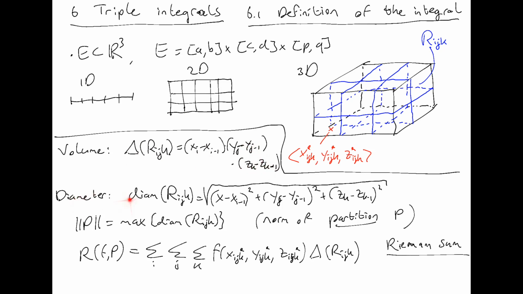We also need the diameter of such a rectangle. And again, remember in 2D we took as our diameter the size of the diagonal, and now we do the same. So we have a small rectangular box. Maybe I should sketch it over here.